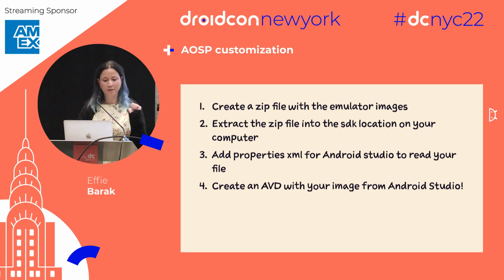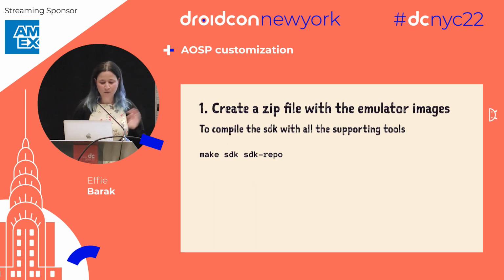So for that, we want to create a zip file with all the emulator images. We want to take this zip file and put it in our own SDK location on our own computer, be it a Mac computer or a Windows computer. We need to add this properties XML file for Android Studio to be able to construct the list of different emulators that you can build from. You just need a file for that because that's what Android Studio is looking for in order to parse this list. And then we can create an AVD with our custom image. I know, it's lots of steps.